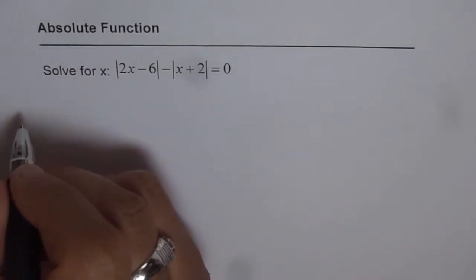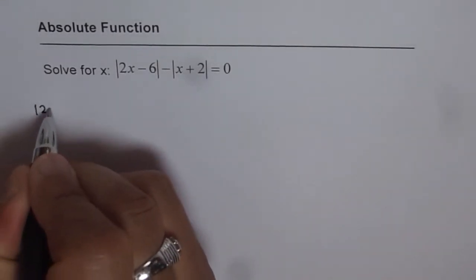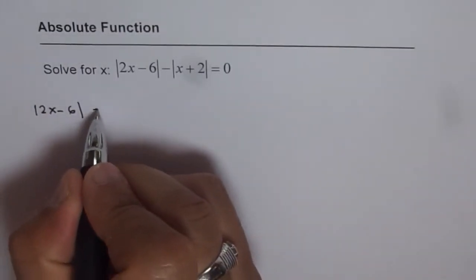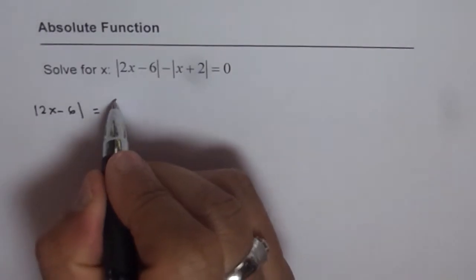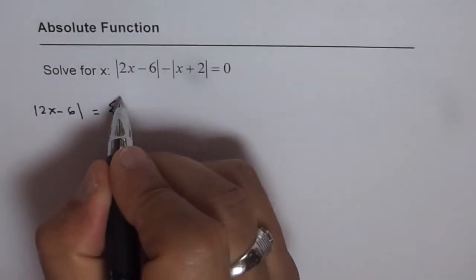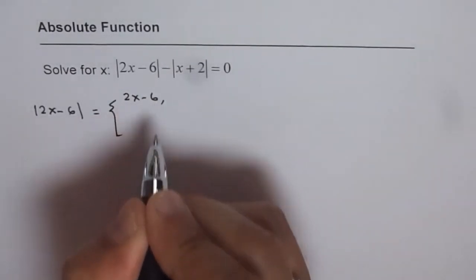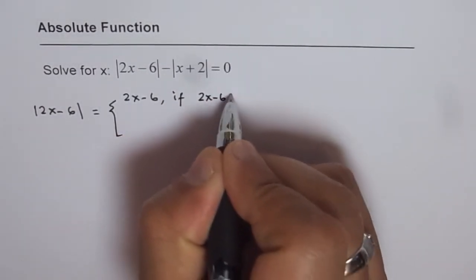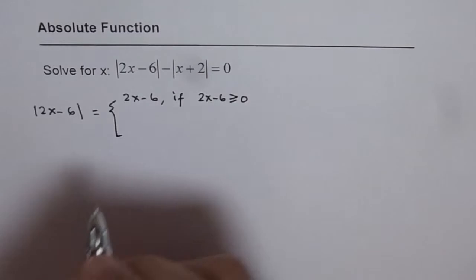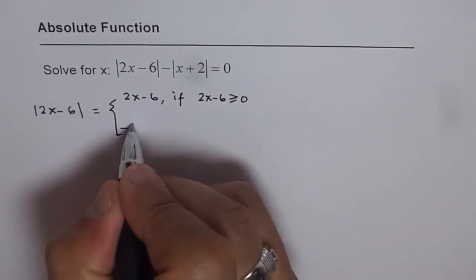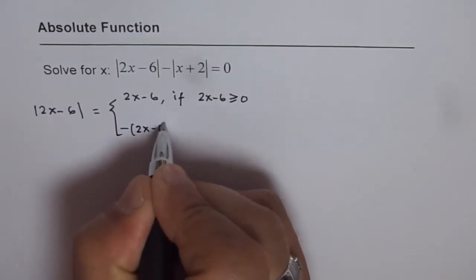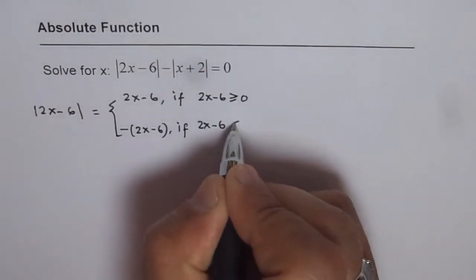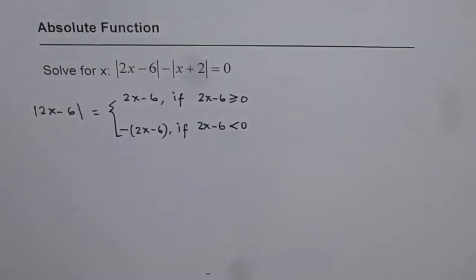Now, to solve such equations, it is better to rewrite the absolute function in terms of its piecewise function. What I'm trying to say here is that |2x - 6| can be written as 2x - 6 if 2x - 6 is greater than or equal to 0, and it is equal to minus of (2x - 6) if 2x - 6 is less than 0, right?